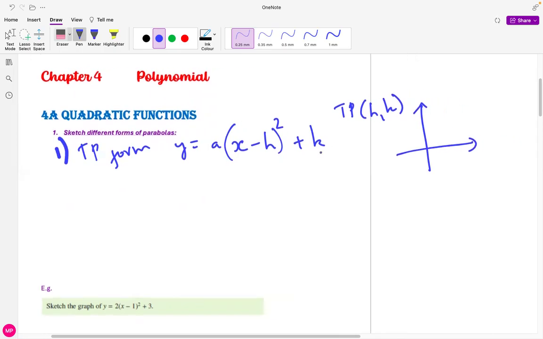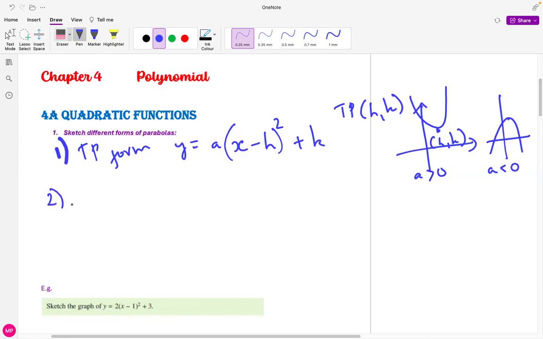Okay. So if you have h and k right here as your turning point, if a is positive, then you're going to have a happy face. And if a is negative, then you're going to have a sad face instead.